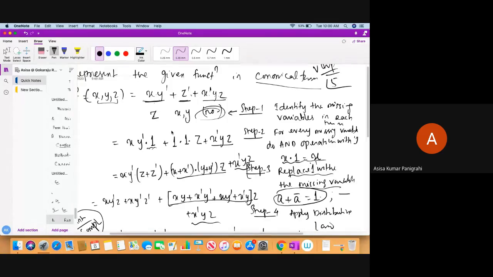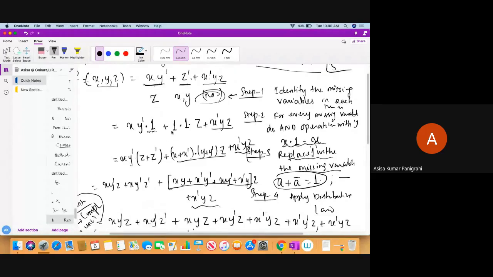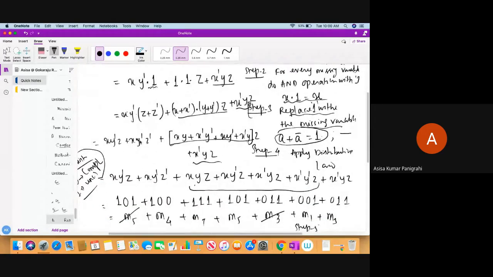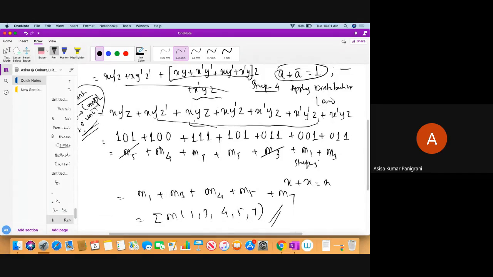Next, I have replaced 1 in this way. Finally, we have applied the distributive law over here. After applying the distributive law, we have put those golden rules. For min terms, any complemented variable, put 0. Any uncomplemented variable, put 1. After that, we have represented and found out wherever there are repeated terms. Drop one of them. As we know, x or x is x, which is actually idempotency. We have used idempotency.